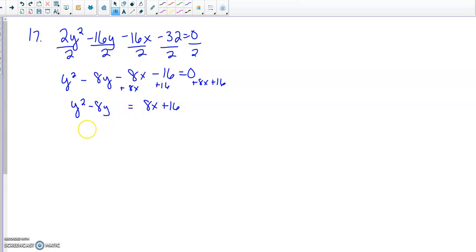Now, we're going to take negative 8. So you've got to be careful. Divide it by 2, we get negative 4. You're going to square it, we get 16. So we're going to add 16 to both sides.